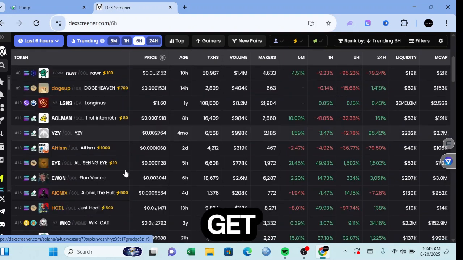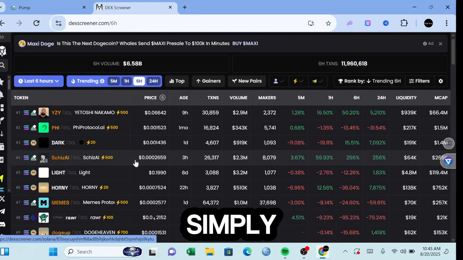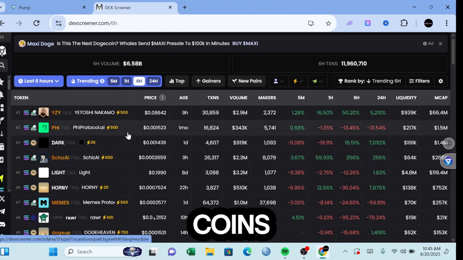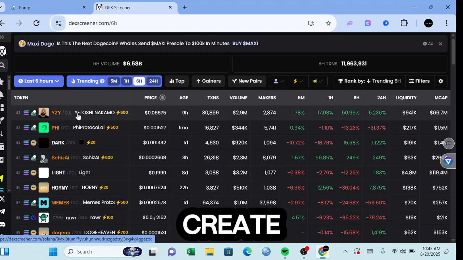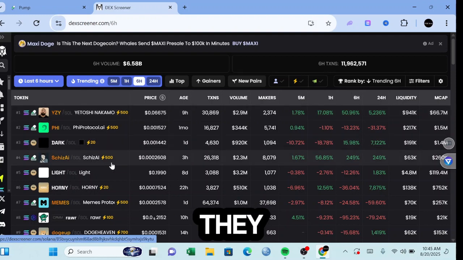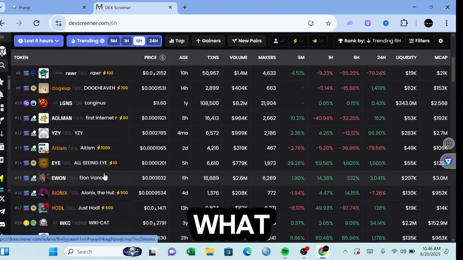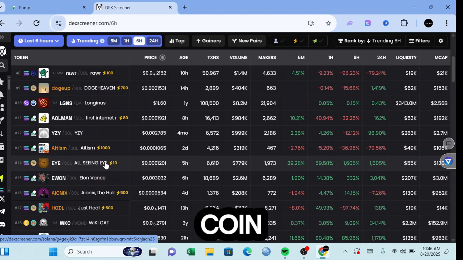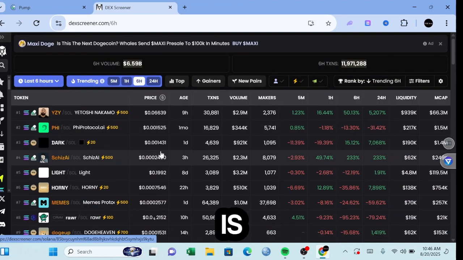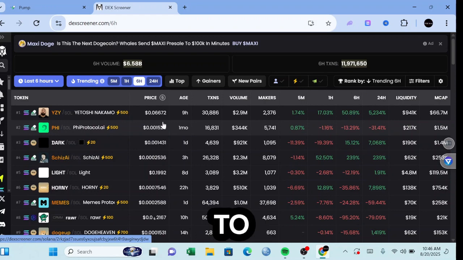What you can simply do is copy this kind of coin. There are persons that might come and create similar coins like this, and if that coin does well, they will also do well. There are a lot of similar coins like this. These are what people do. So you can create a coin based on what is already trending, what's already doing well in the market, or you can go over to what?